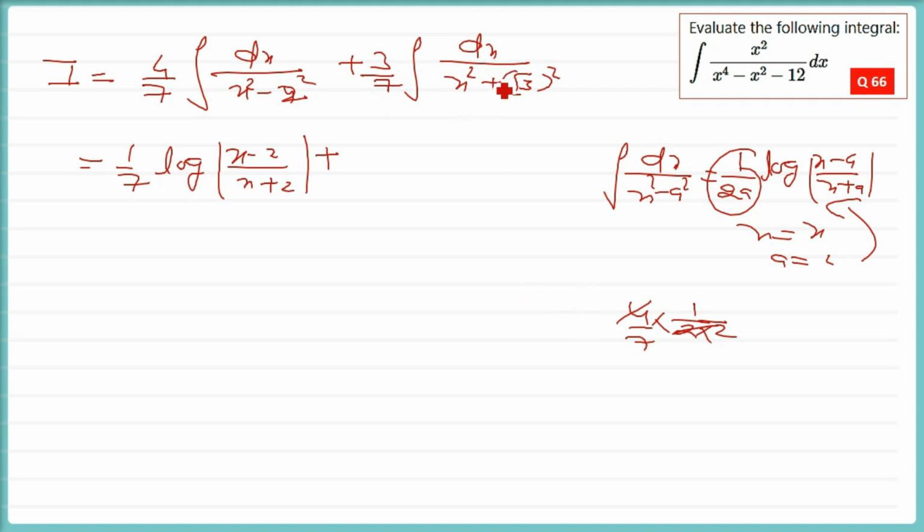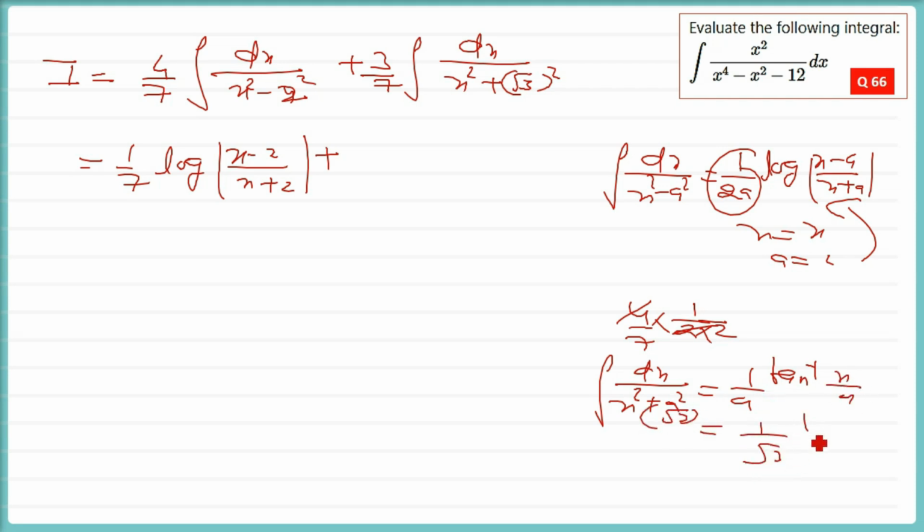Now we have to apply the formula of dx divided by x square plus a square. So integration of dx by x square plus a square will be what? 1 by a tan inverse x by a. You take a as root 3. So 1 by root 3 tan inverse x by root 3.